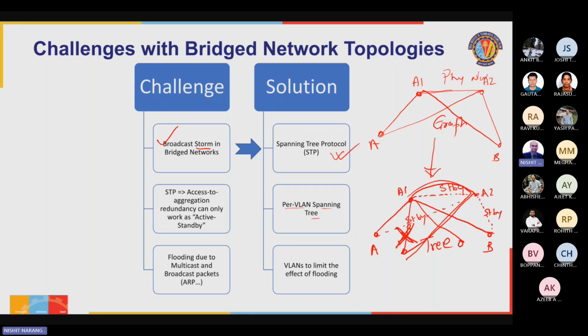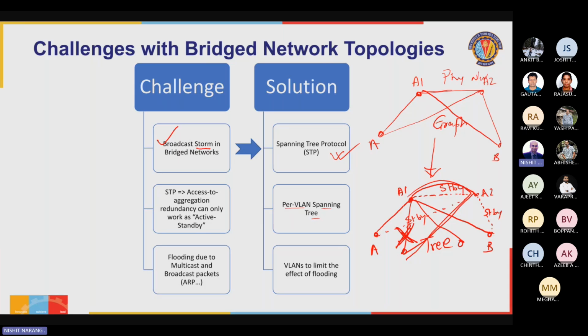Okay. VLAN you will create when you want to have separate administrative domains, like the computer science department and EEE department. That's where VLAN is preferred. But if it's one administrative domain, the challenge is broadcast storm. Spanning tree protocol solves that. Okay, again, makes sense.